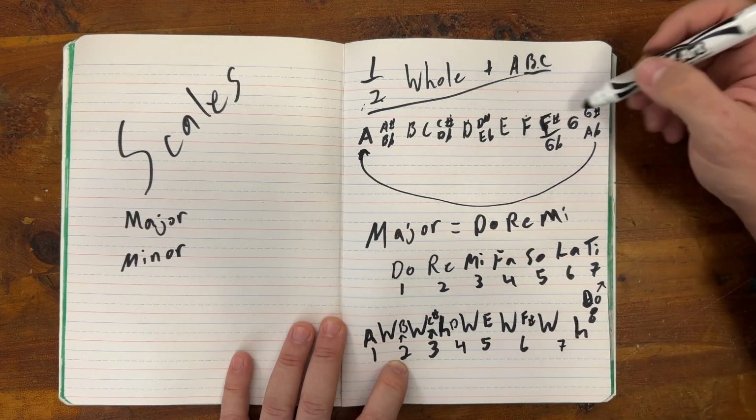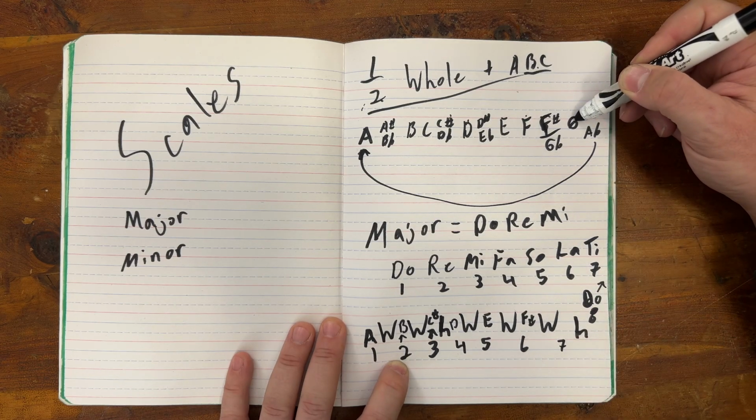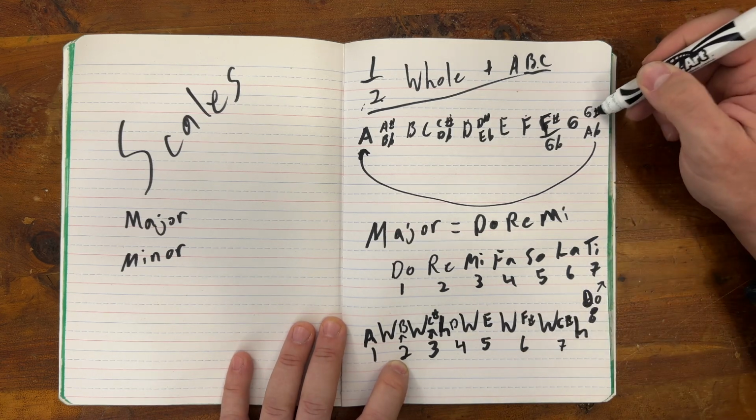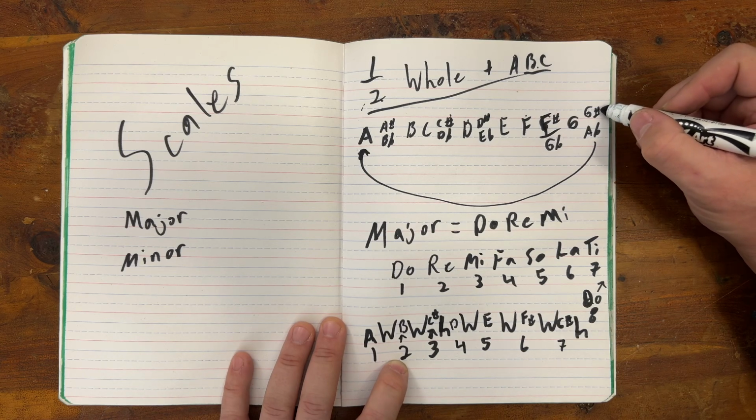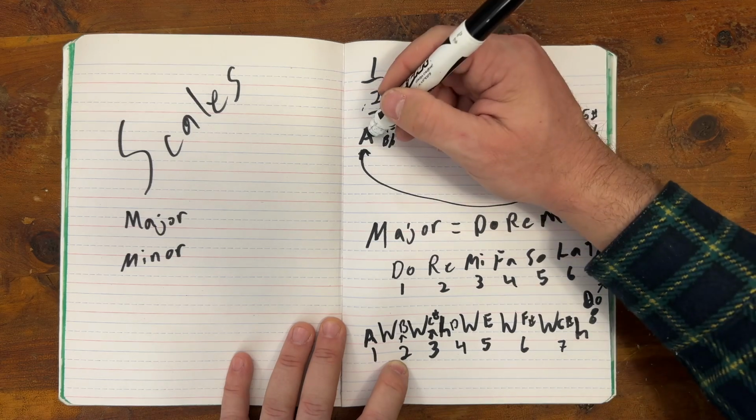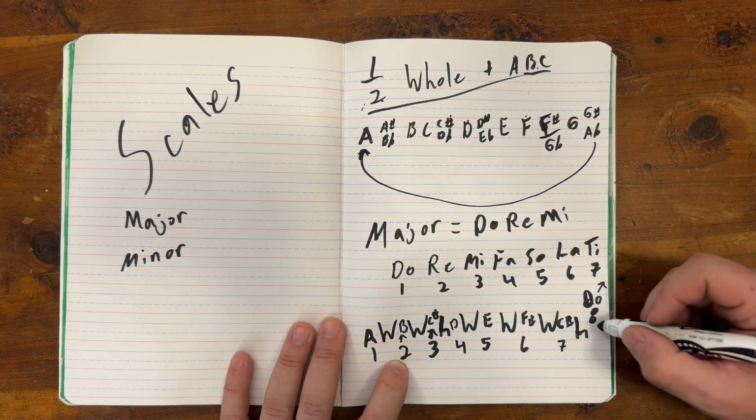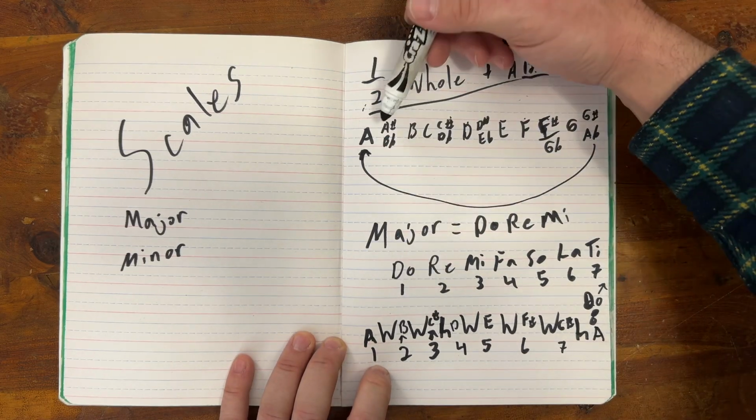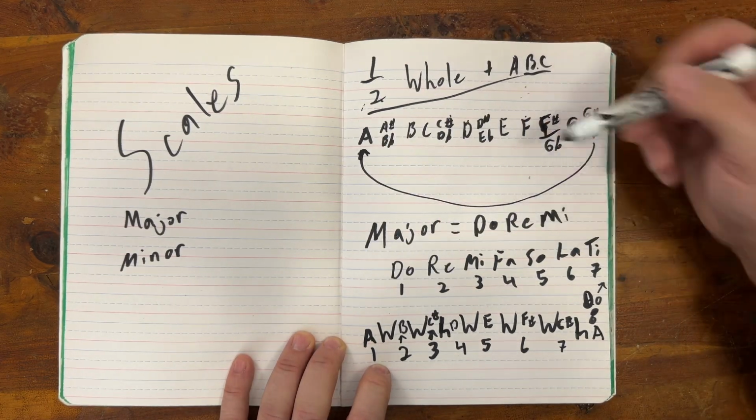Seventh note, same thing, we skip here, to go here, and that's going to be a G sharp, since that's a whole step up. And finally, it's just another half step. One half step up from G sharp takes us back to A. And so we went from this pattern of going whole step, whole step, half step, whole step, whole step, whole step, half step.